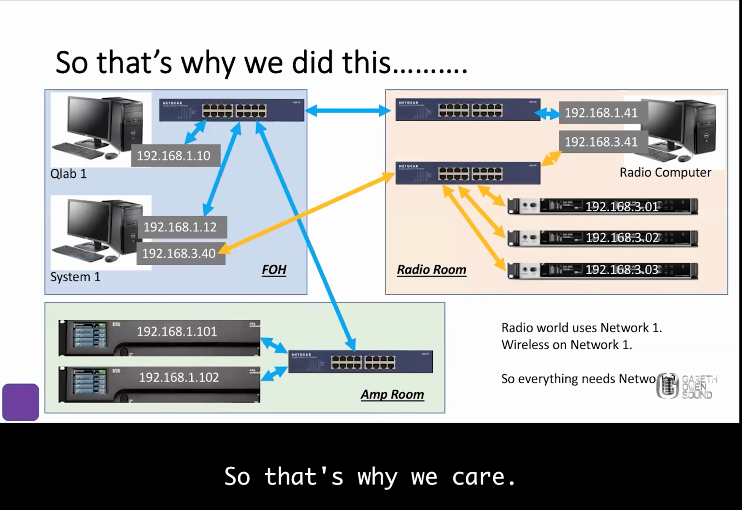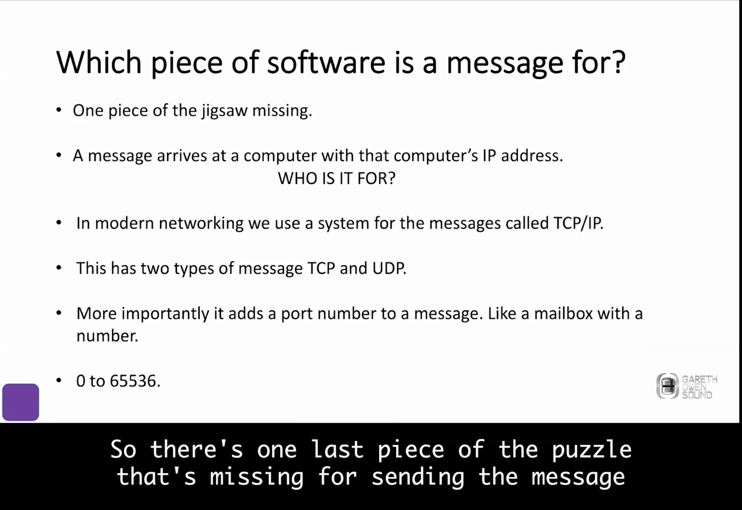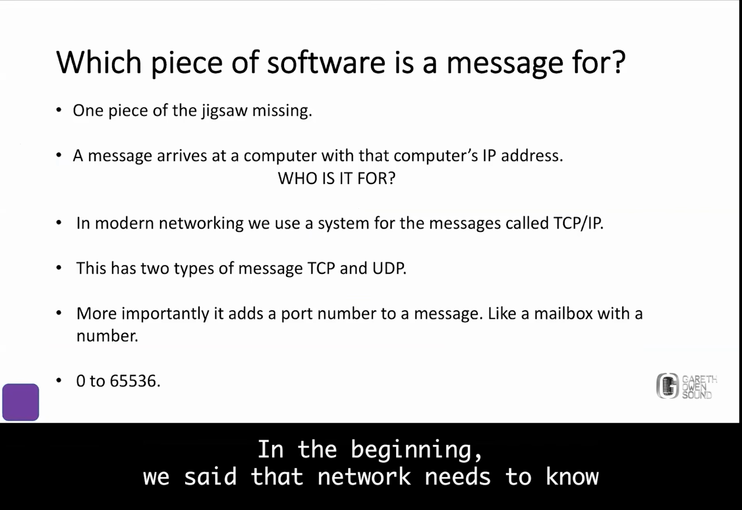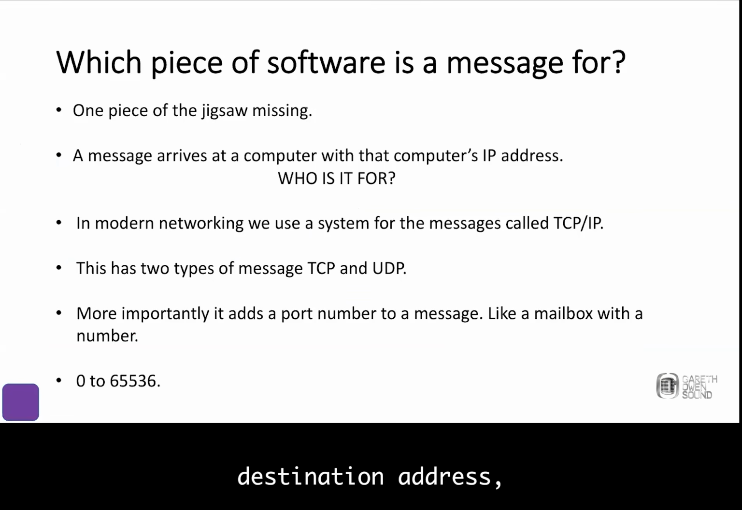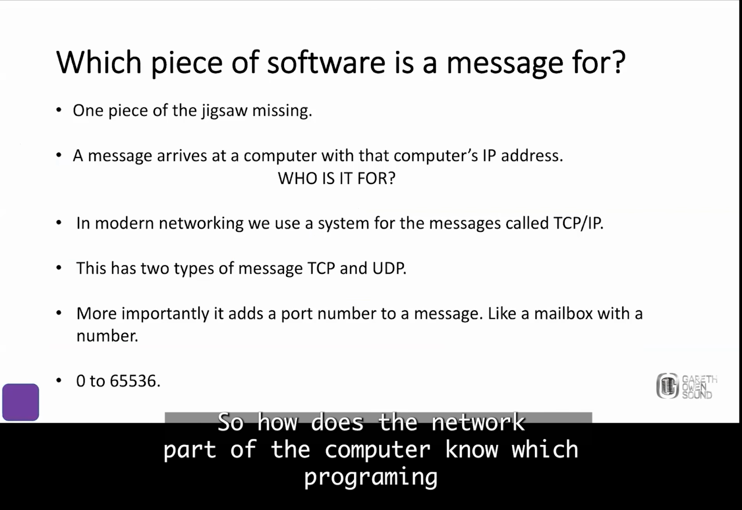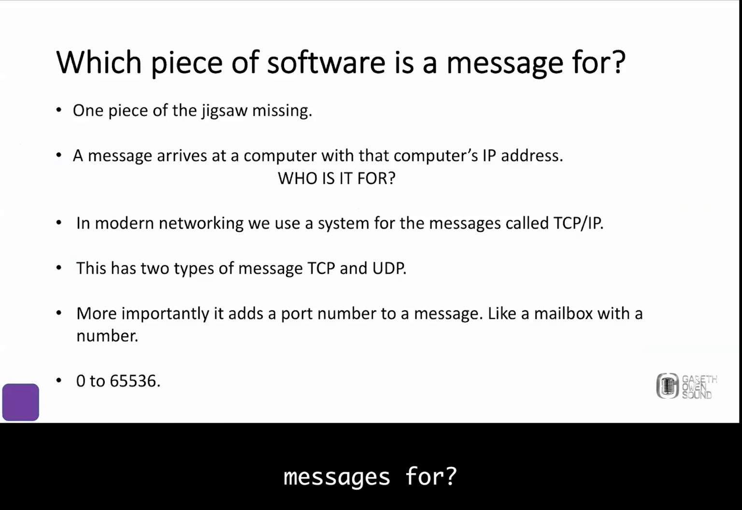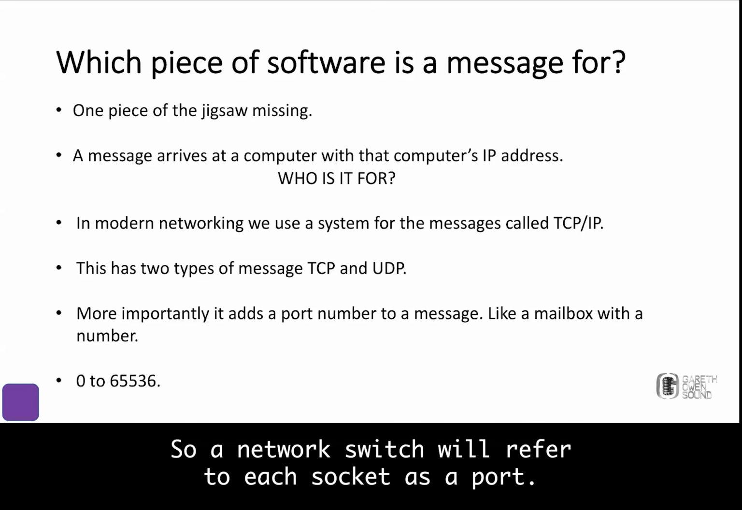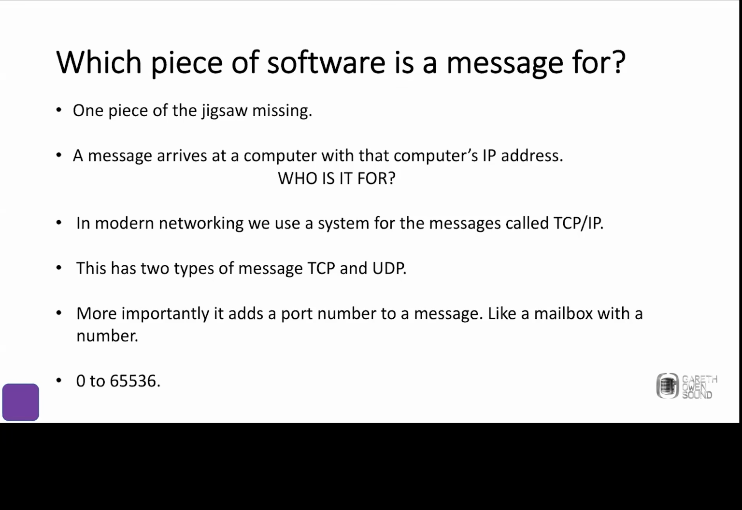So that's why we care. So that's why we did this. That's why we do split out networks. So there's one last piece of the puzzle that's missing for sending a message. Right back in the beginning, we said that a network needs to know destination address, receiver address, but we said that on a computer, many programs can be running. So how does the network part of the computer know which program a message is for? And this is where, unhelpfully, we've reused the same name. So a network switch will refer to each socket as a port.